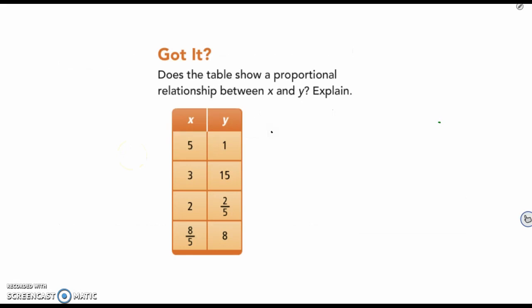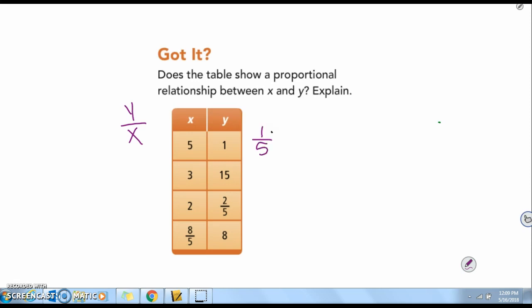Does this table show a proportional relationship? Well, we're going to write our ratio of y over x. So that's 1 over 5 and 15 over 3. 15 over 3 simplifies to 5 over 1. Therefore, no, this does not show a proportional relationship.